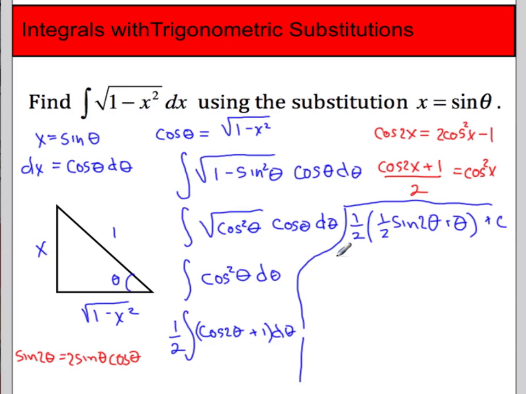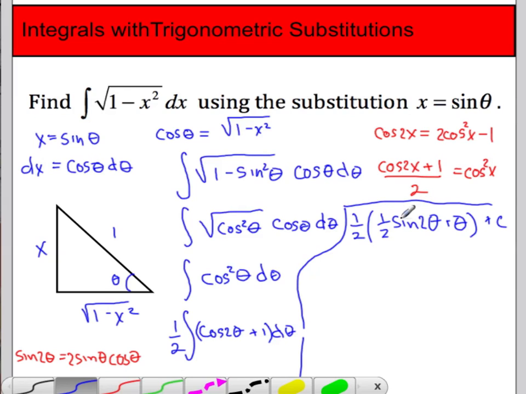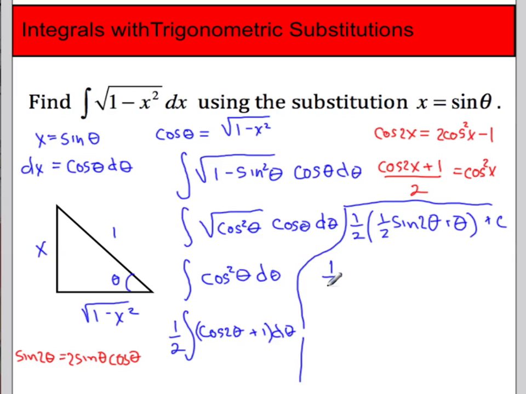Okay, sine 2 theta is 2 sine theta cosine theta, and I'm going to multiply that by 1/2, which means that the 2 and that 1/2 are going to cancel. So I still just have this 1/2 out in front. And then sine theta, which is x, and cosine theta, which is root 1 minus x squared. I'll put a little parentheses around that so it doesn't look like it multiplies.